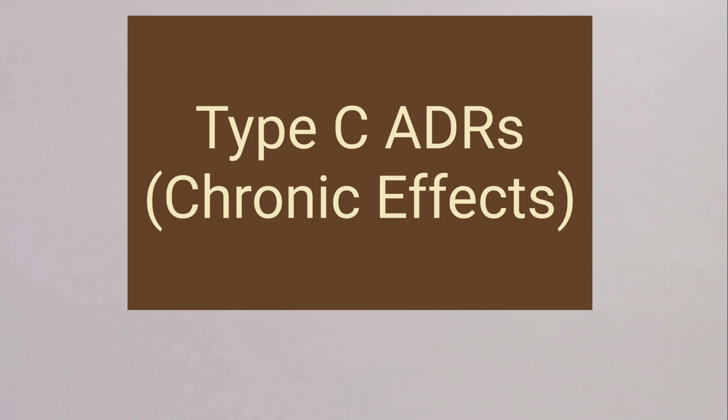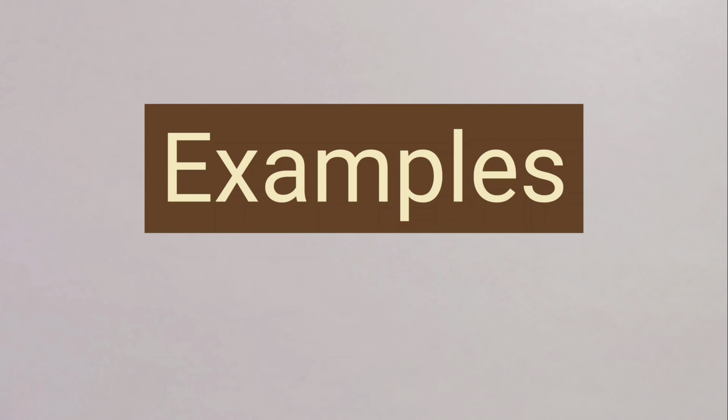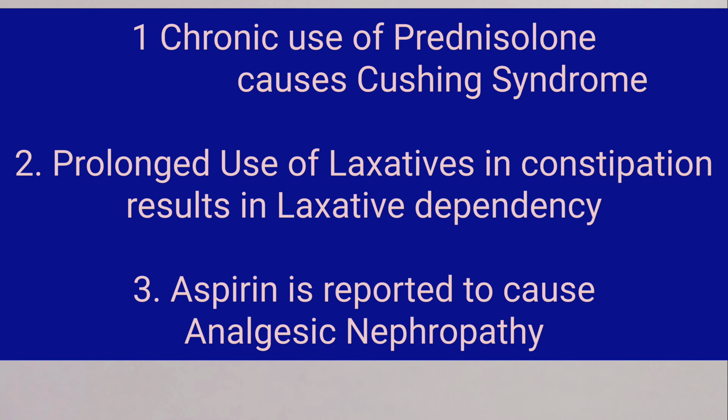Type C, chronic effects. Adverse effects that are associated with prolonged use of drugs are known as chronic effects. Examples are: 1. Chronic use of prednisolone causes Cushing's syndrome. 2. The use of laxatives in constipation. Laxatives act by increasing the bowel movement frequency, but prolonged use of laxatives can lead to loss of muscle and nerve responses and dependency on laxatives for bowel movement. Third example, aspirin is reported to cause analgesic nephropathy.